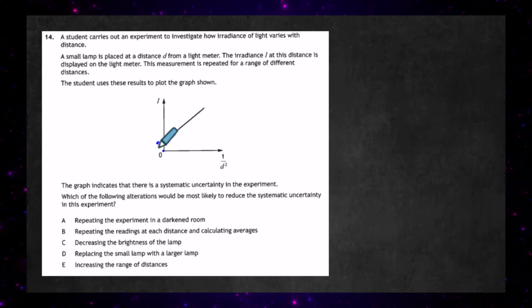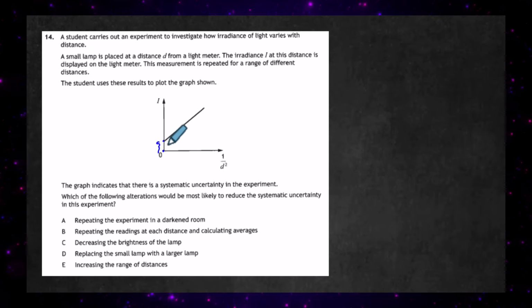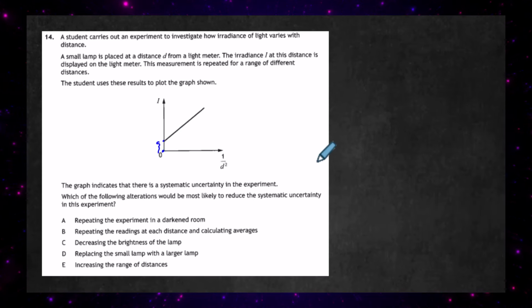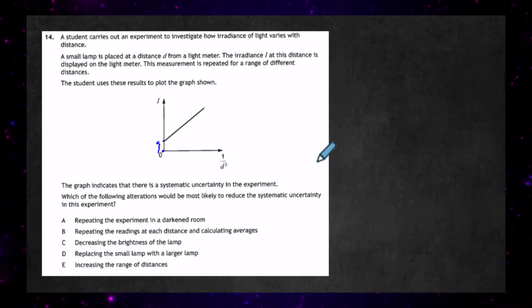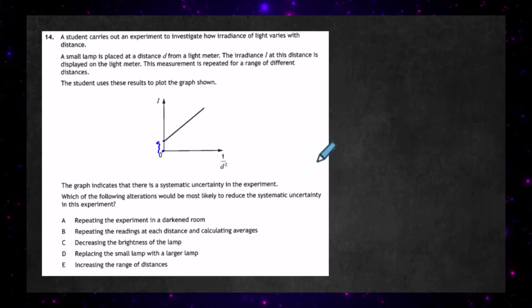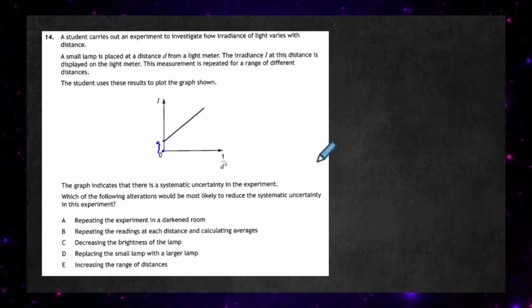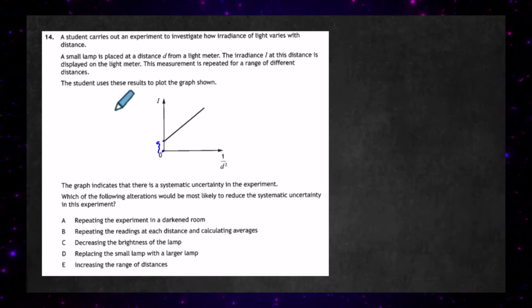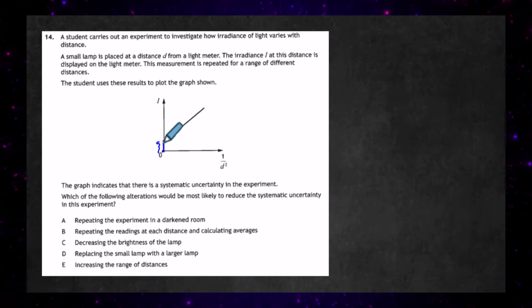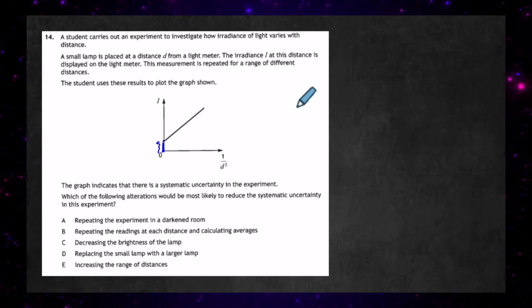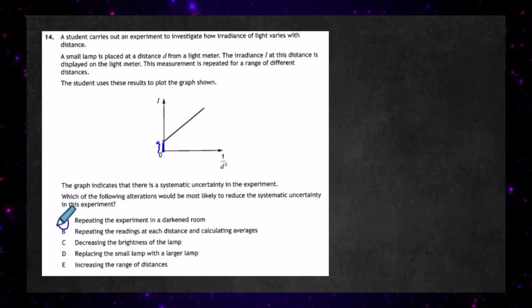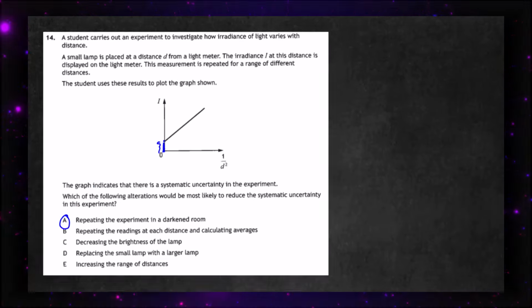We're still getting some irradiance here, and the graph is going to start there, not at this point here. So that must mean that there's some sort of light source which is affecting our experiment, which is causing a systematic uncertainty. So the answer for this question is to repeat the experiment, but put it in a darkened room. Perhaps there's some light being reflected off something. Perhaps there's a window which is letting in some light, and that's adding to this uncertainty and giving this extra little bit of irradiance when we're quite a distance away from the lamp. So the answer to this question is A. It is repeat the experiment in a darkened room.